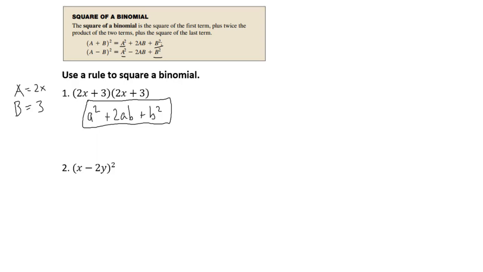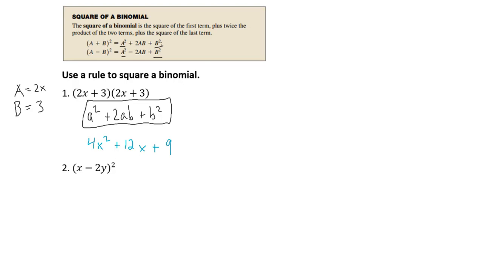And so now when we apply that rule, 2x squared, so that's 4x squared, and in the middle is twice ab, so that's 2x times 3, that's 6x, which is ab. Now we double that, we get 12x, and then b squared is 3 squared, so that's plus 9.